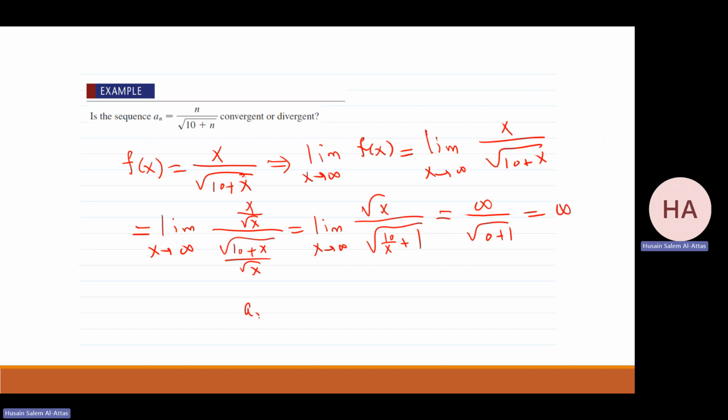So this sequence diverges. We say either it converges, or diverges, I mean. It's not a convergent sequence, it's a divergent sequence, or it diverges to infinity, or it diverges. Okay.